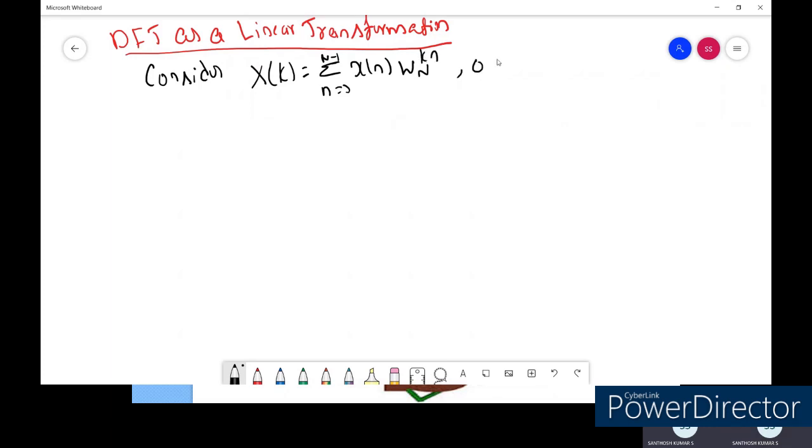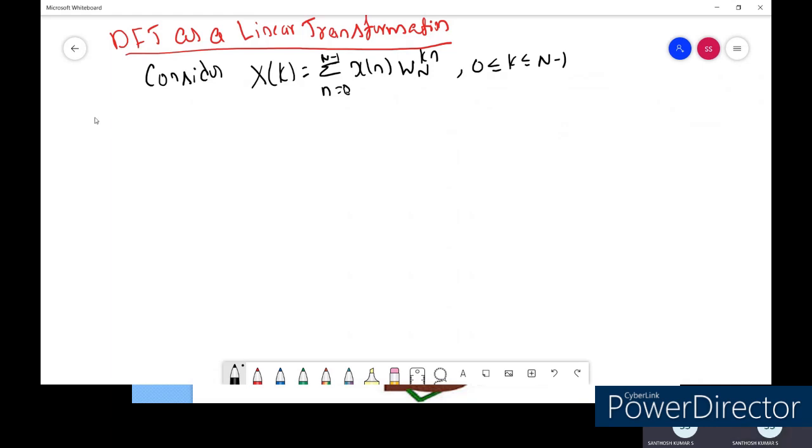Here k can take the values 0 less than or equal to k less than or equal to N minus 1. In order to express this as a set of linear equations, we are going to expand this horizontally by substituting n equal to 0 to N minus 1, and similarly we are going to expand vertically by substituting k from 0 to N minus 1.